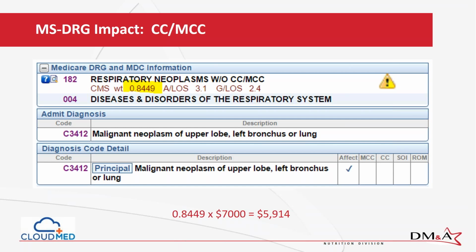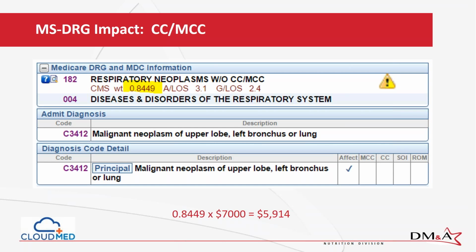or an MCC. And then how Medicare calculates the reimbursement for DRGs is it takes what's referred to as the relative weight, which is highlighted in yellow there, 0.8449, and it multiplies it by the hospital's blended rate. So every hospital has a unique payment rate based on whether they're a teaching hospital, a rural sole community provider hospital, whether they're in California or Northern Michigan, what the wage index is.